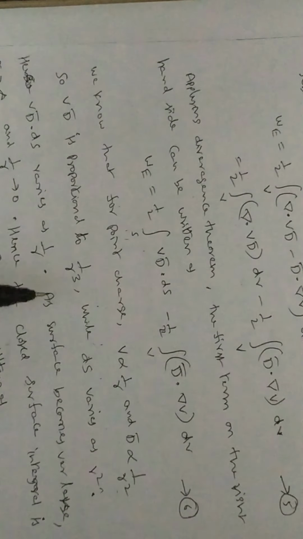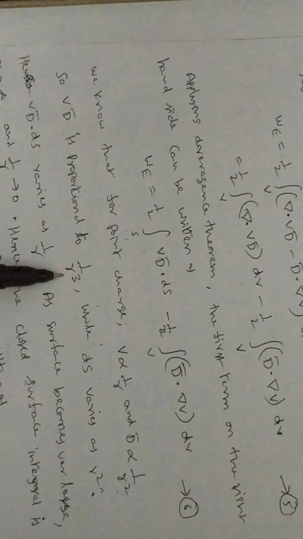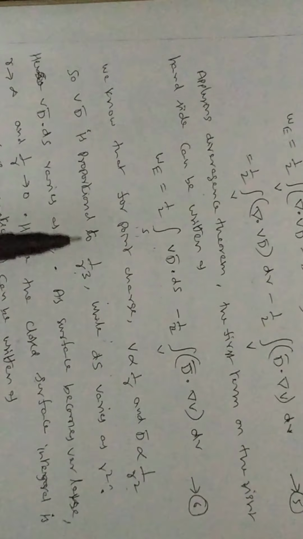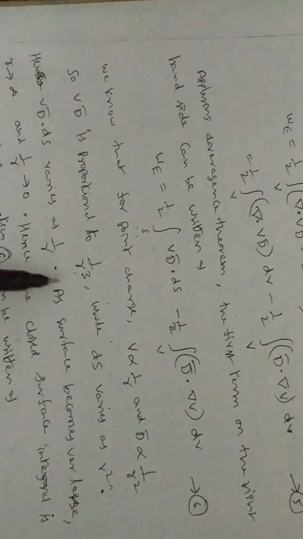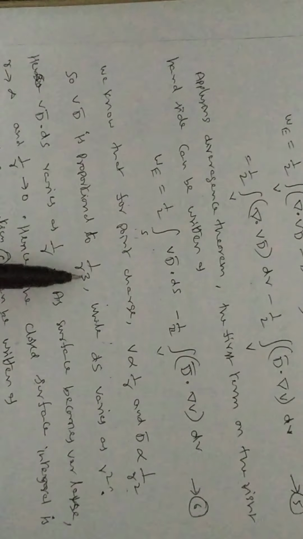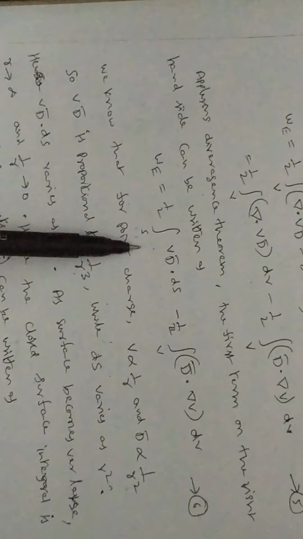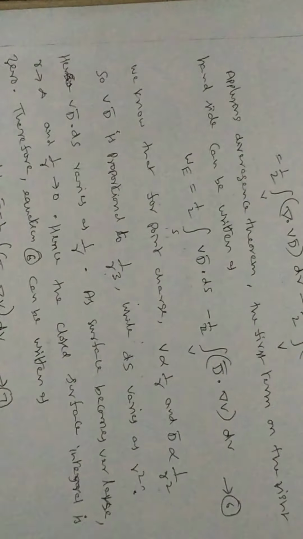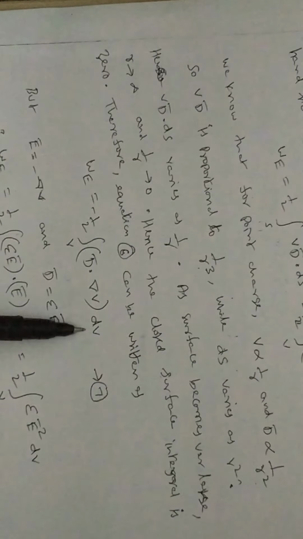When r is very small, then this value is more. When r is very huge, then this value is neglected. So therefore when r tends to infinity, 1 by r cube is the minimum value. That term will be neglected. So when this term is neglected, W is equal to minus 1 by 2 volume integration of D bar dot del V into dv.